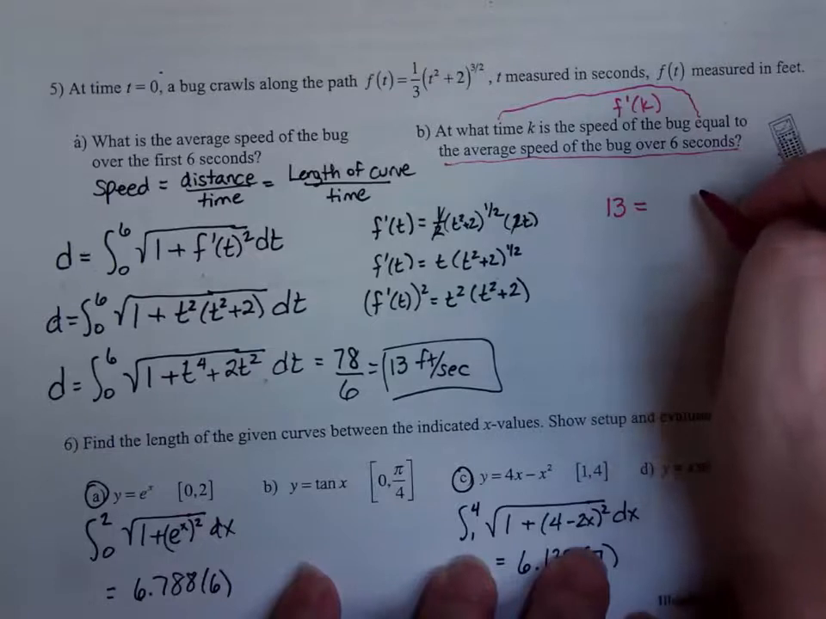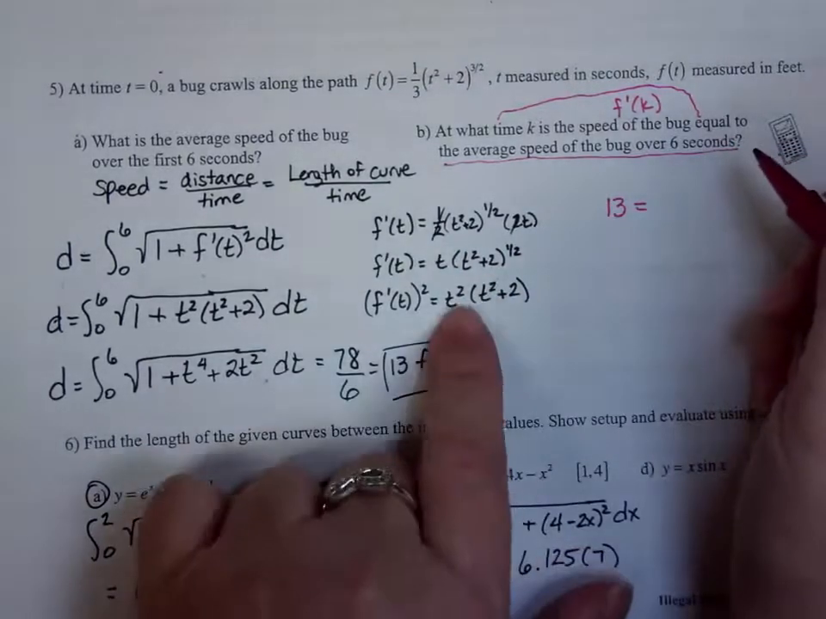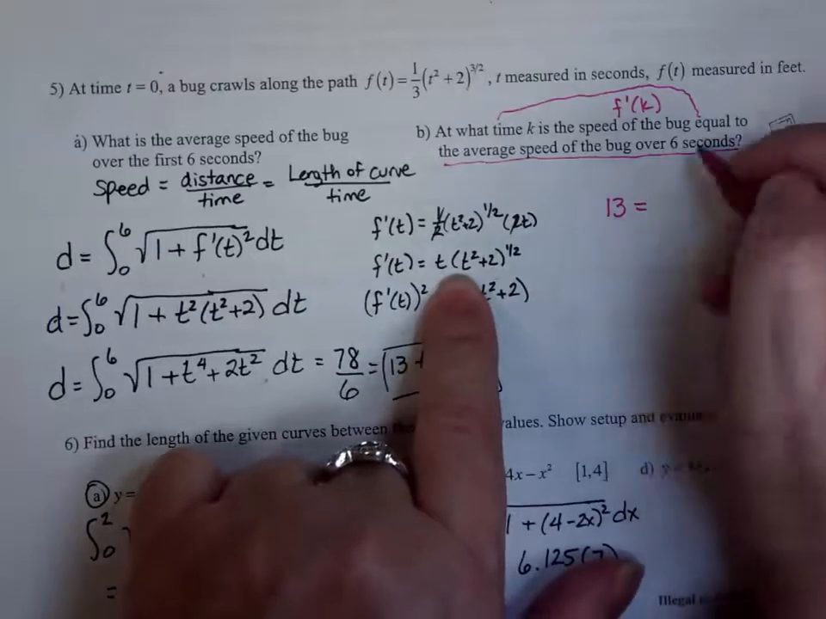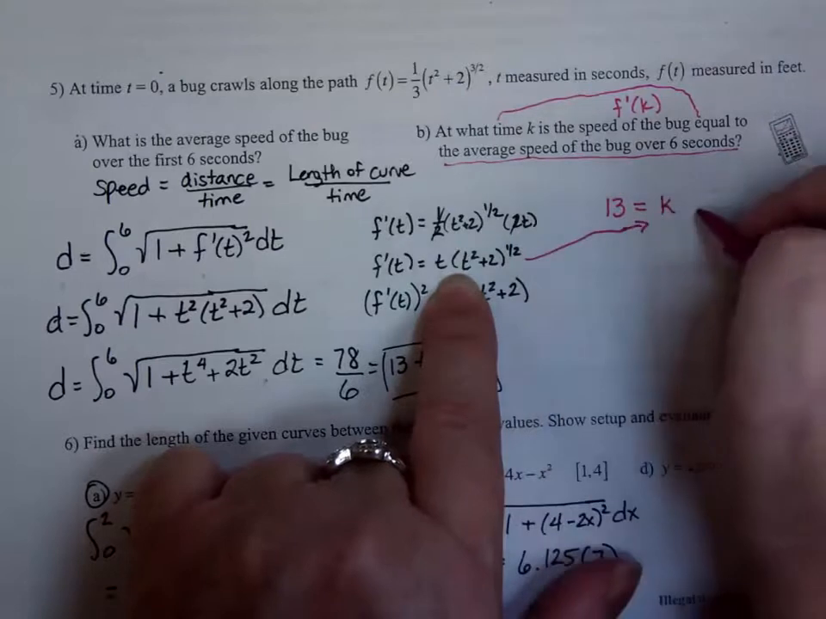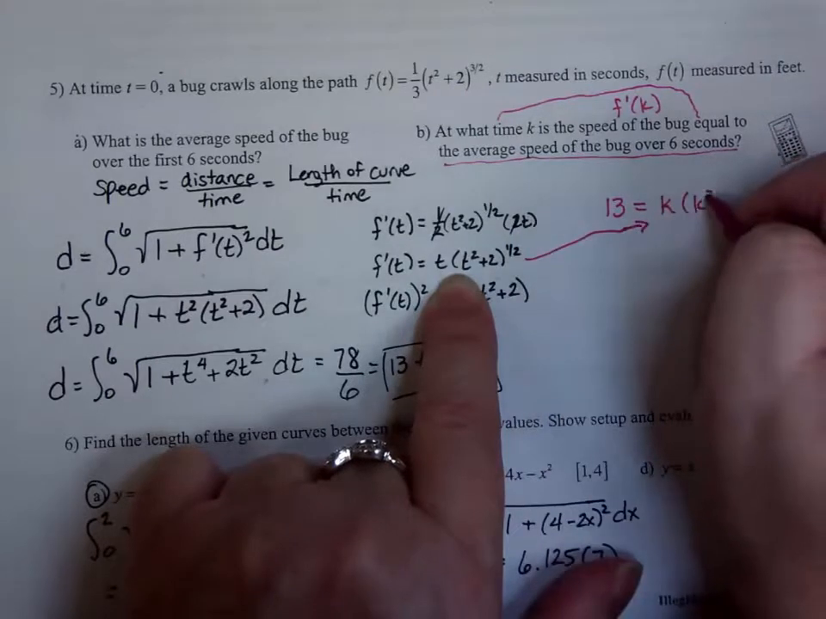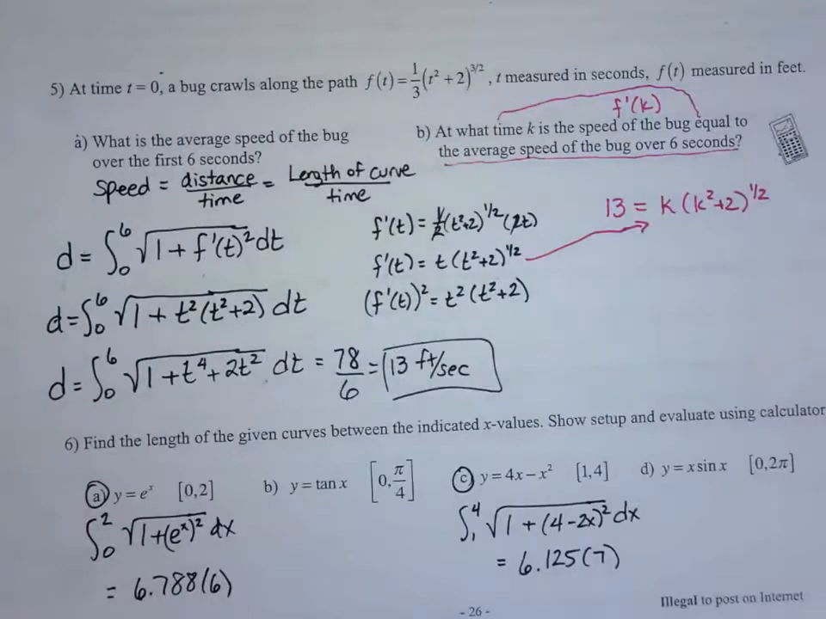Now, did I already take the derivative of this thing? Yeah, right here. So it's k, bring this over here, k times (k squared plus 2) to the 1/2 power. I already took the derivative. Don't reinvent the wheel. You already did it.